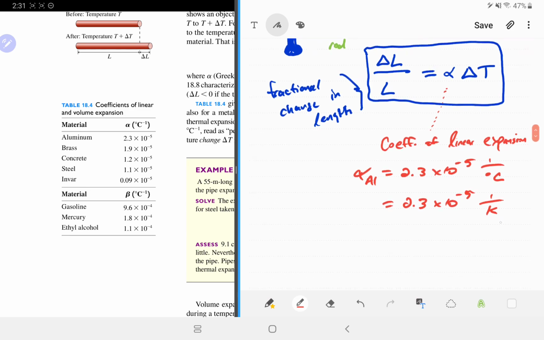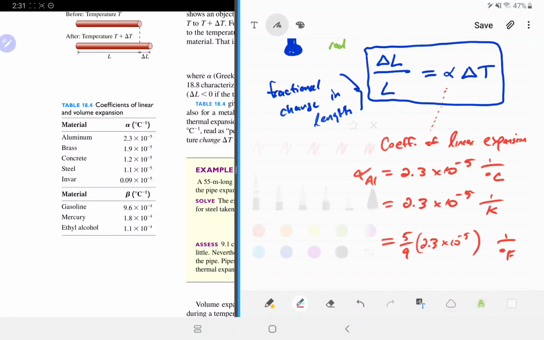Now, if we wanted to convert this to per degree Fahrenheit, this is where the number will change. If we increase the temperature by 1 degree Fahrenheit, that's not as big a temperature change as 1 Kelvin or 1 degree C. And so this number is going to be smaller by a factor of 5/9. Remember, that was the ratio relating the two temperature scales. So this would be 5/9 times 2.3 times 10 to the minus 5 per degree Fahrenheit.